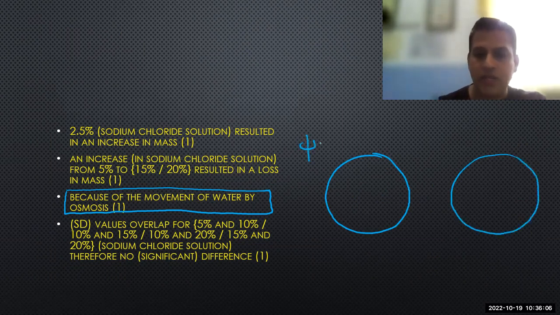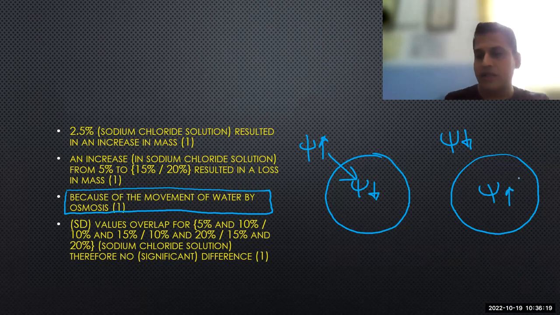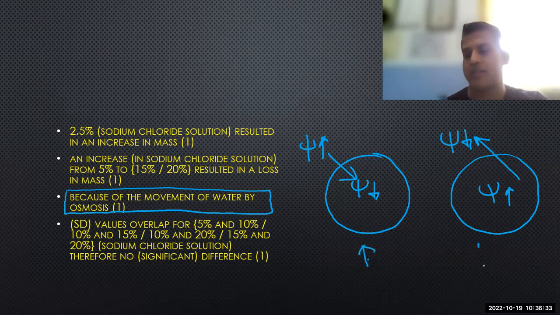If the outside water potential is high and inside water potential is less, water is moving in this direction by osmosis. If outside water potential is less and inside water potential is high, then by osmosis water is moving in this direction. When it lost water, it reduced the weight. When it gained water, it increased the mass. So here, mass increase, mass decrease. So we can explain this as a justification.